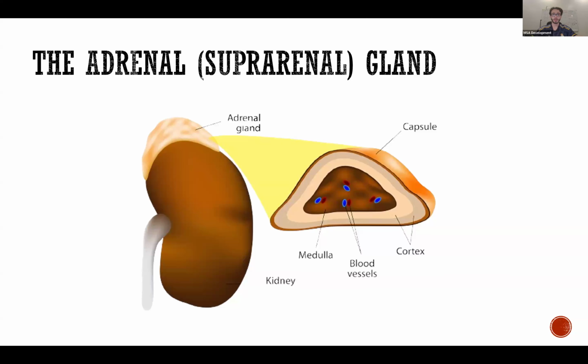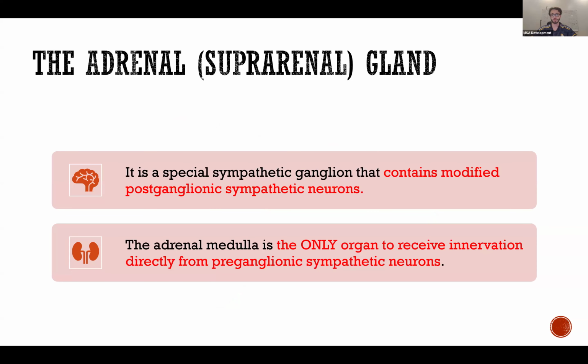Okay? Now, what is special about this gland? It is pretty much considered a sympathetic organ. It has its own postganglionic sympathetic neurons. This gland releases epinephrine and norepinephrine to change the composition of the whole body and prepare it for a fight or flight mechanism. But it is safe to say that the adrenal gland is a special sympathetic ganglion, and it contains, as I just mentioned, modified postganglionic sympathetic neurons.